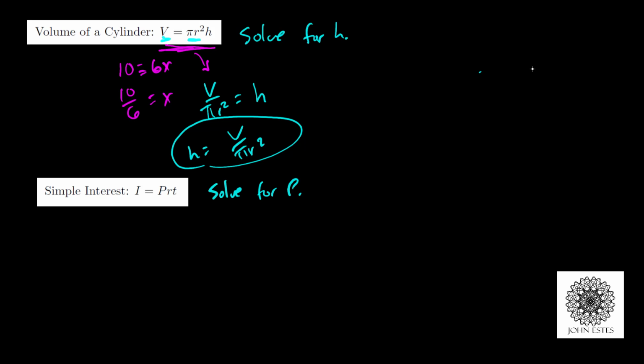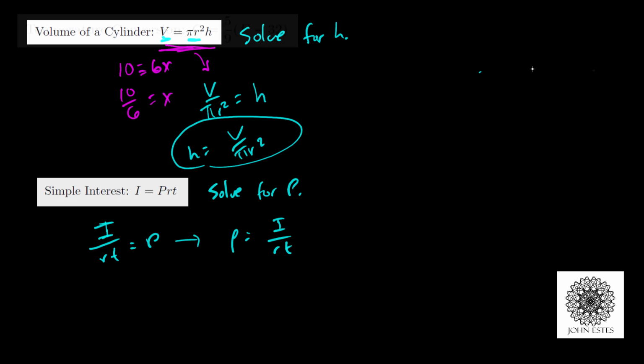Okay, so again, just like the previous one, this is a linear equation in P. And so all I need to do is divide both sides by the thing being multiplied by P, which is RT. So there it is. In one step, I have P equals interest over rate times time. And that's how much I initially invested if I know how much interest was accumulated and if I know the rate and time.